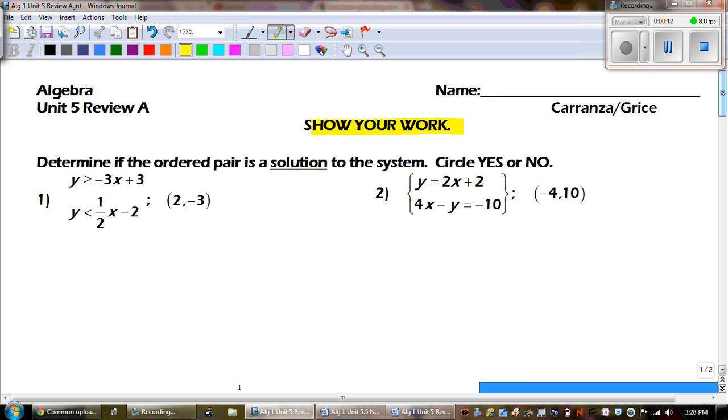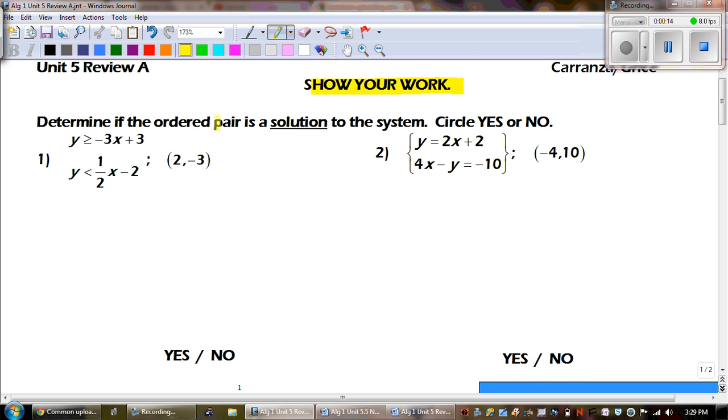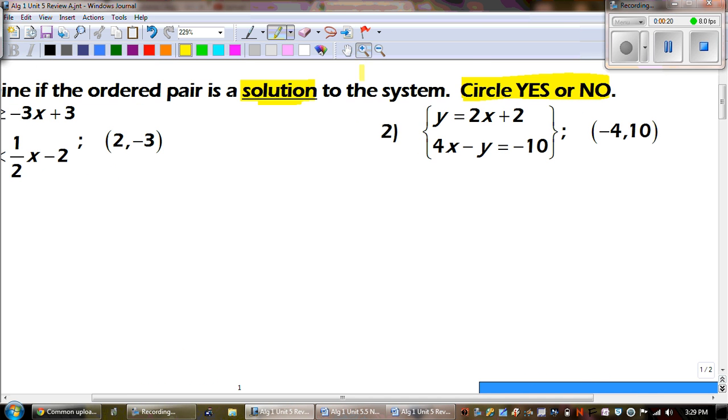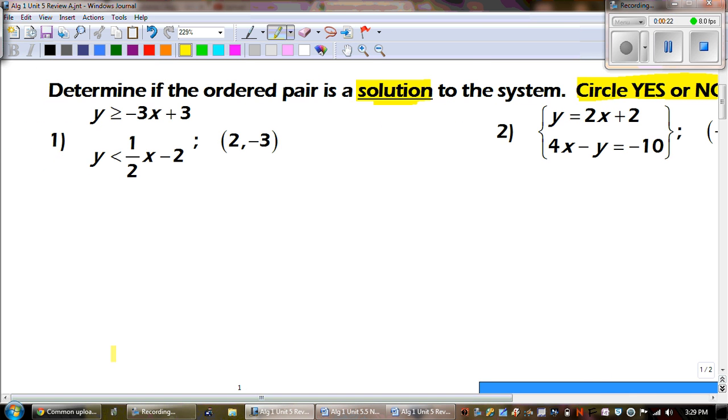Alright, first step. Determine if the ordered pair is a solution to the system. Circle yes or no. So when it's asking us if something is a solution, that means we need to, that's right, plug in. So we'll call this one our blue point.